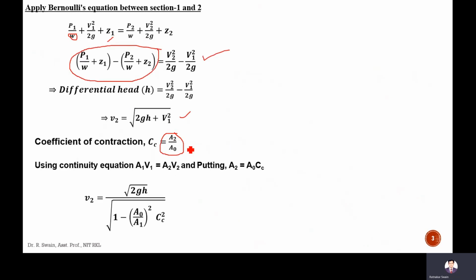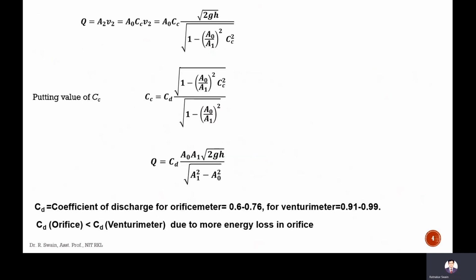That is called A2 by A naught. So if we put this A2 in place of A2, A naught CC, and using the continuity equation, that is A1 V1 is equal to A2 V2, we can get V2 is equal to square root of 2gh divided by square root of 1 minus (A naught by A1) whole square CC square. So once we get V2, then the discharge in the pipe can be measured.